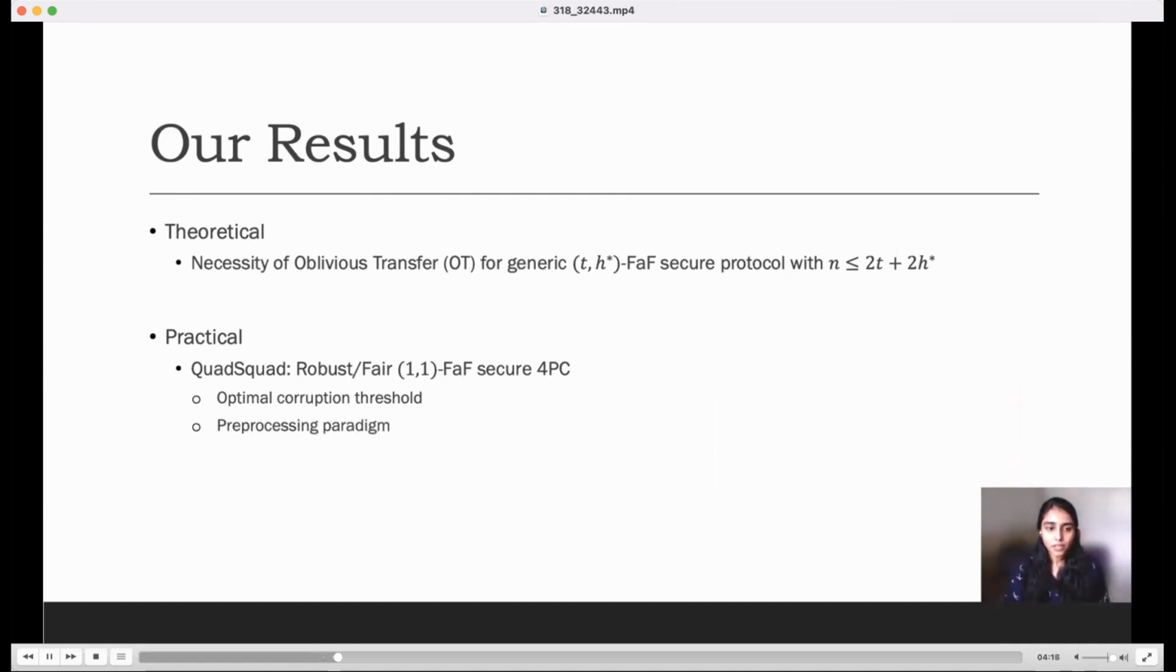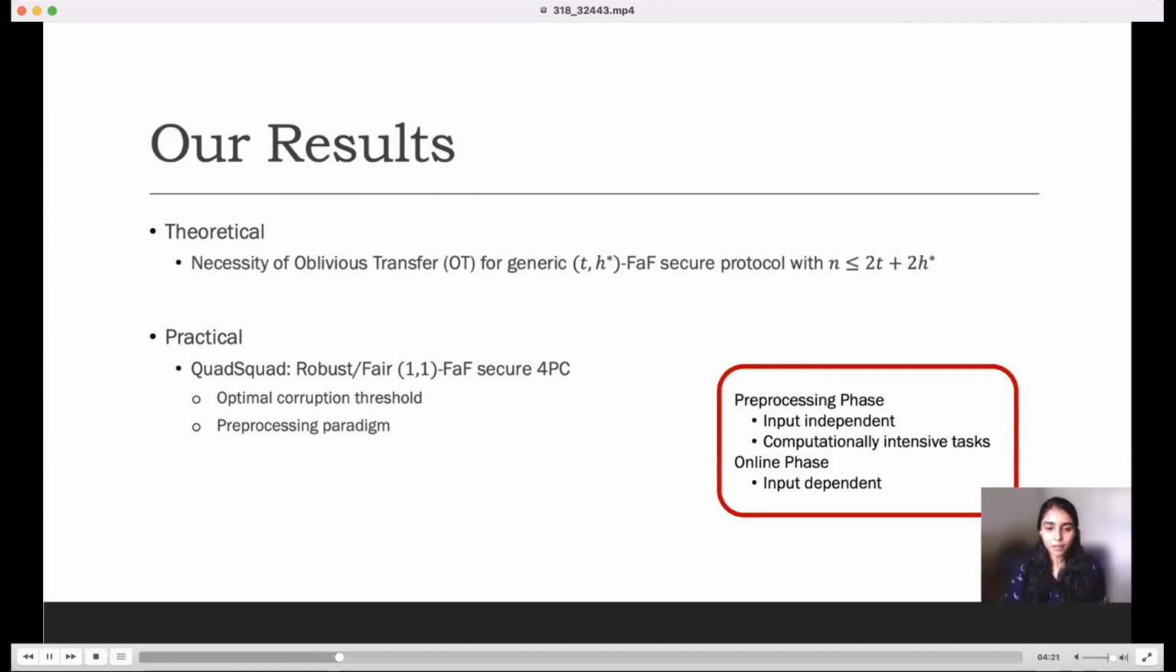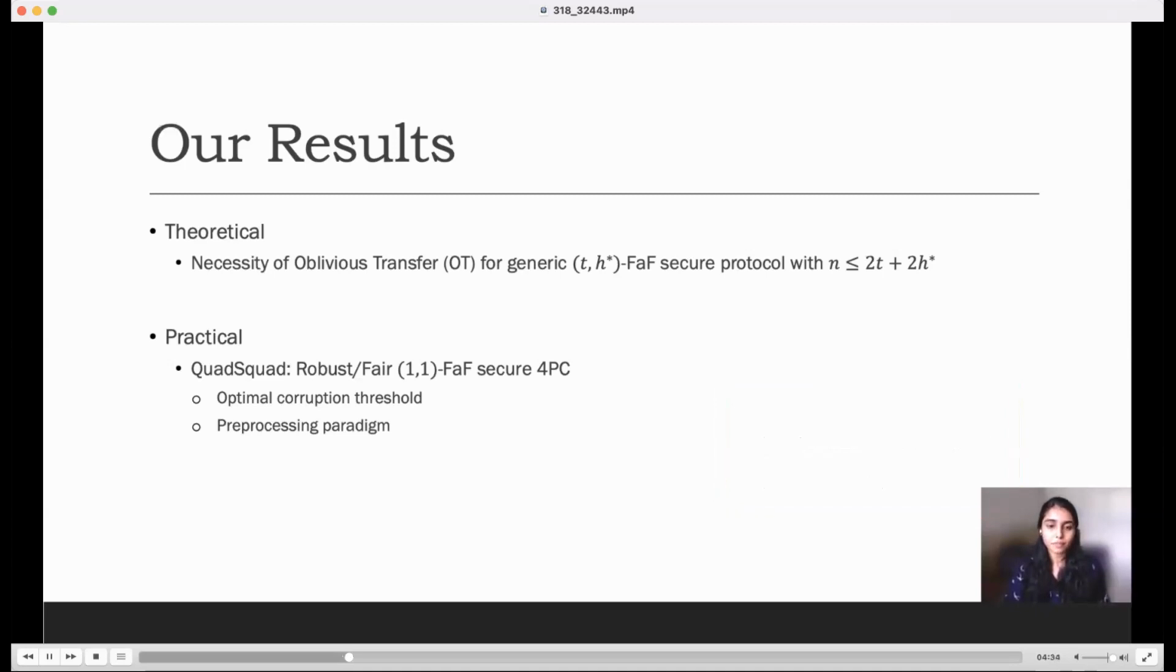To ensure efficiency, we operate in the pre-processing paradigm, which consists of two phases: an input-independent but function-dependent pre-processing phase, where most of the computationally intensive tasks are carried out, and an online phase, which is input-dependent. Also, we construct our protocol over rings in order to leverage the CPU architecture. Finally, we show the applicability of our protocol in the domain of privacy-preserving machine learning, PPML, to show its practical relevance.